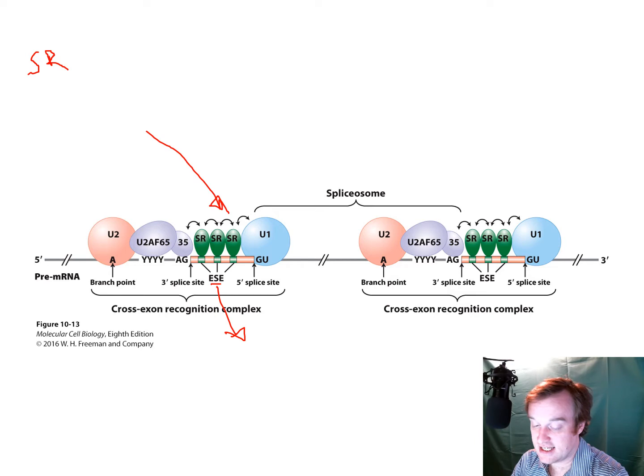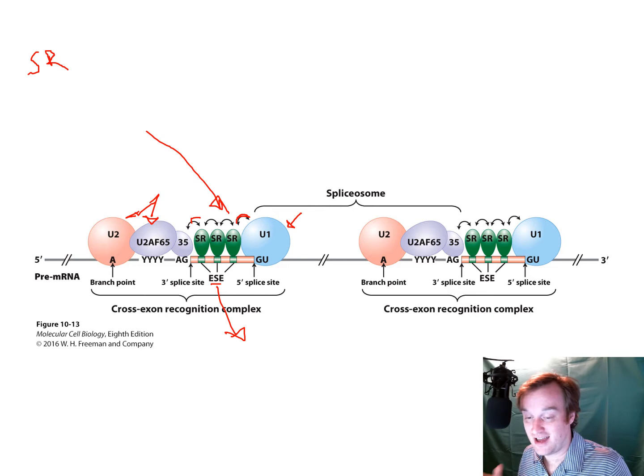As you can see here, these SR proteins bind with U1 with this little arrow here. They also bind with these intermediate proteins as well as U2AF and U2. So what they're doing is they're saying this is a real exon.